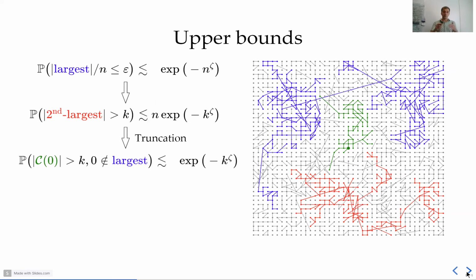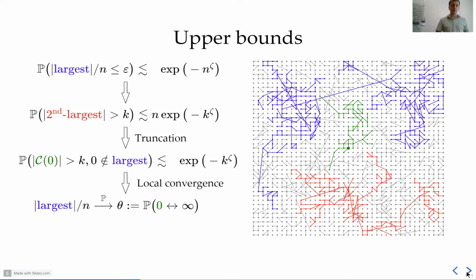From there, using truncation methods, we can go to the cluster size decay. And by using local convergence, we can then extend this to a law of large numbers for the size of the largest connected component in this graph. Now this is the last ingredient that we need to extend to the lower tail of large deviations, where this epsilon here can really be replaced by theta minus epsilon.